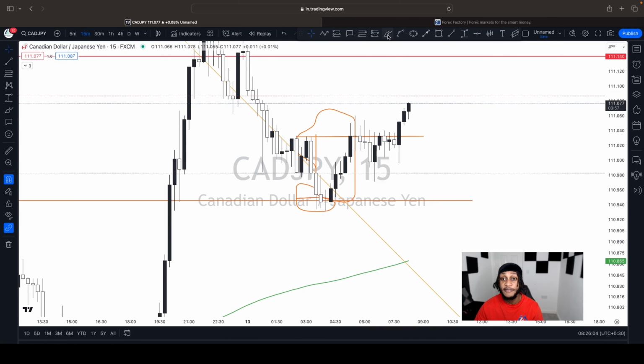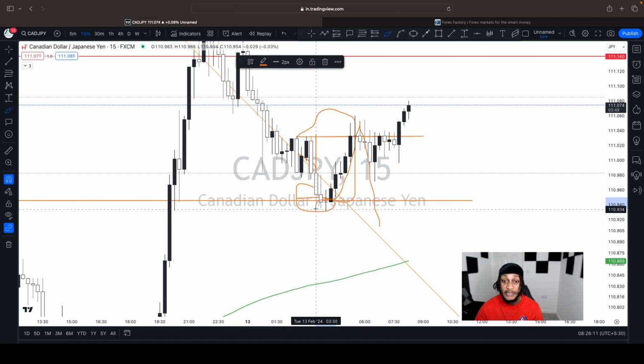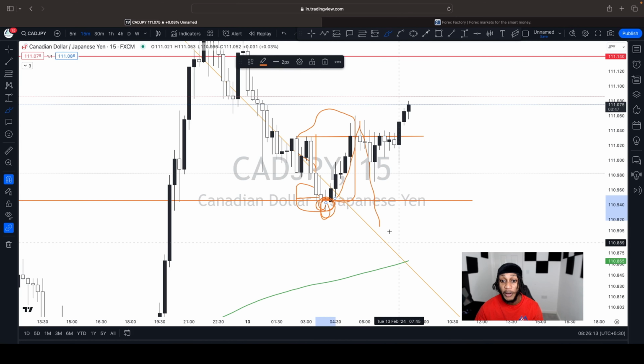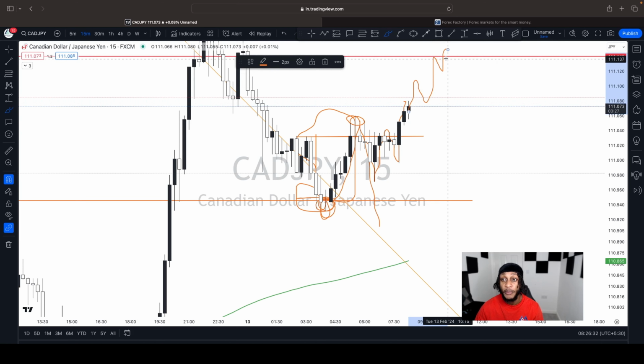If price had come up, rejected, and then broken below, that would have confirmed to me that price was going to head lower back into my 200 EMA. However, what price did is reject and then go higher, come back down again, and then break structure. You can see we are breaking this previous high right now. So what I'll be looking for is either a short-term push and then a continuation, probably back into our resistance area around the 111.14 mark.